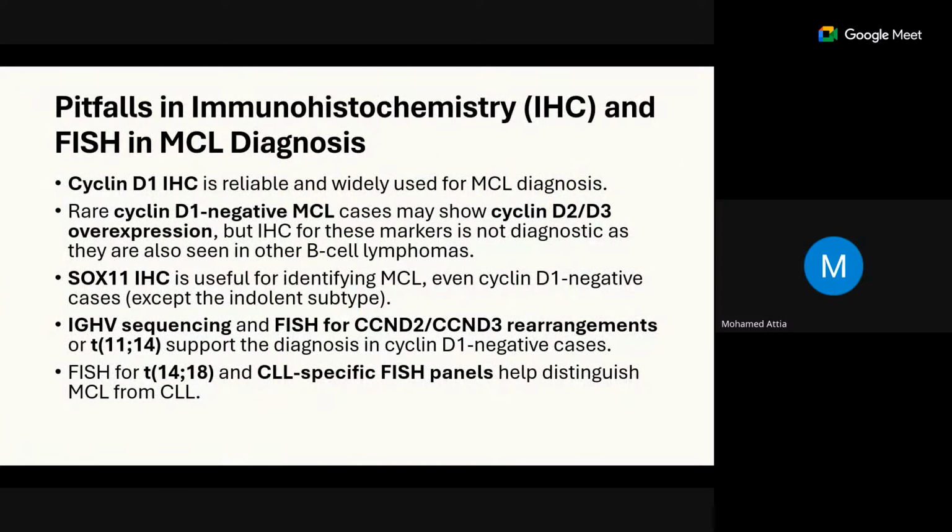There are some pitfalls in immunohistochemistry, because Cyclin D1 immunohistochemistry is not that important. The most important is the translocation. Sometimes some cells are Cyclin D1 negative, and at that time Cyclin D2 and D3 may be positive. SOX11 is very important. And immunoglobulin heavy chain, sometimes it is important to do in the non-leukemic phase. The immunoglobulin heavy chain will be positive.